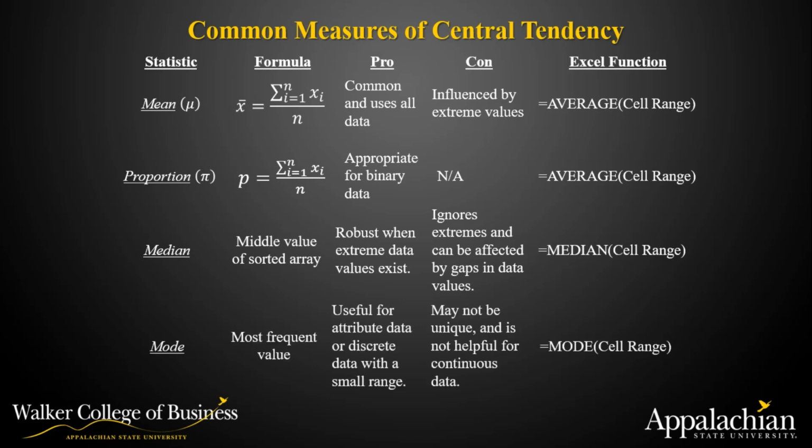And lastly, I'll just briefly mention the mode, which is simply the most frequent value and can be calculated in Excel by typing in equals mode and providing the cell range. The mode's useful when you're dealing with attribute data such as sizes or colors or discrete data with a small range. The downside to the mode is that it might not be unique. You may have more than one mode, and it is not helpful for continuous data.